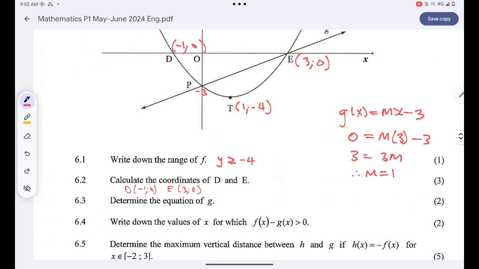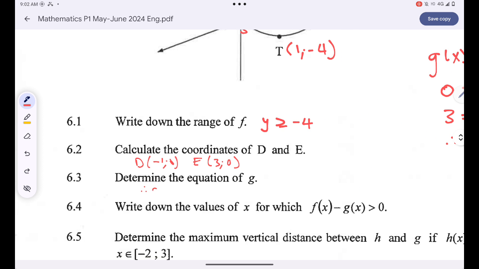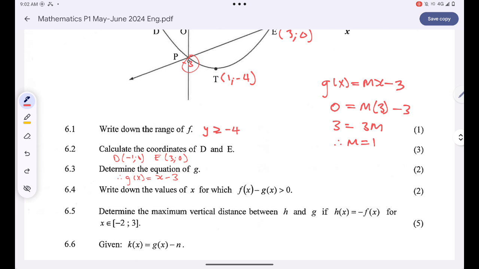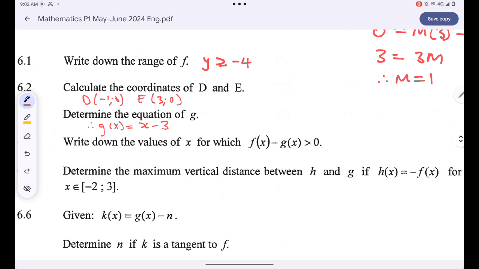It simply means that the equation of g of x, since the gradient is 1, is x minus 3, because I do know the value of the y-intercept. It's -3.